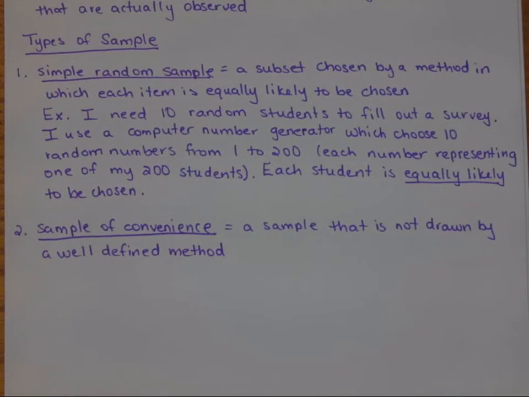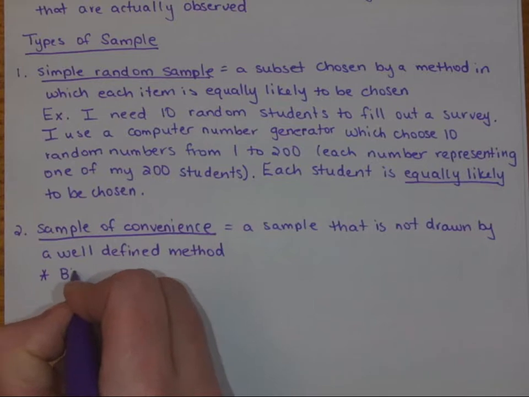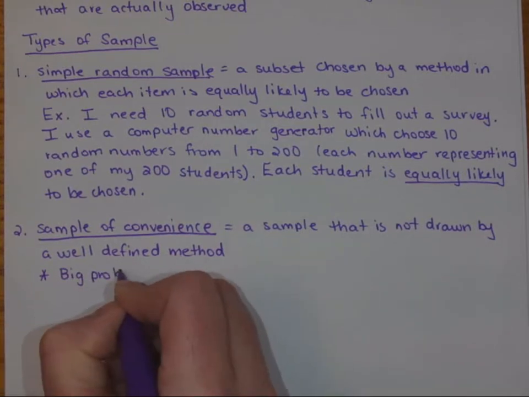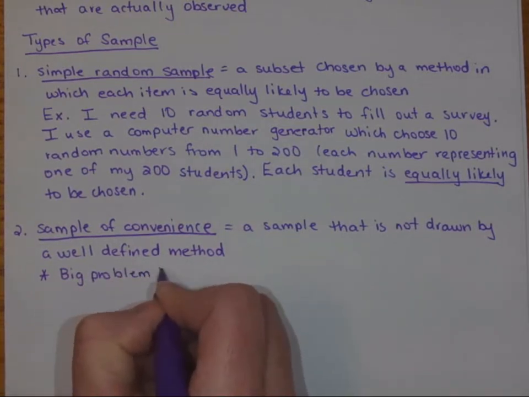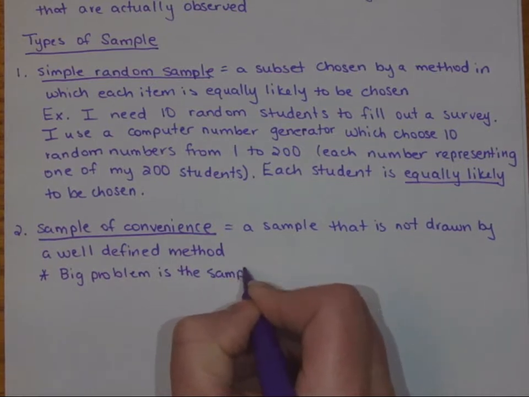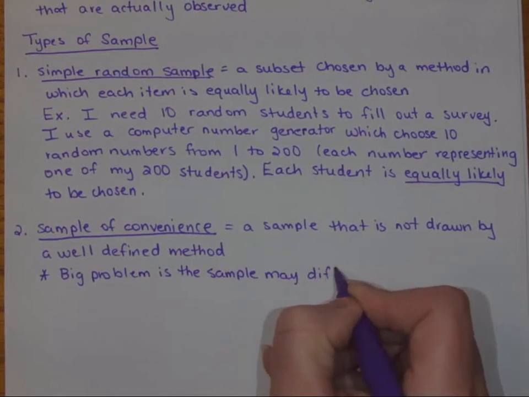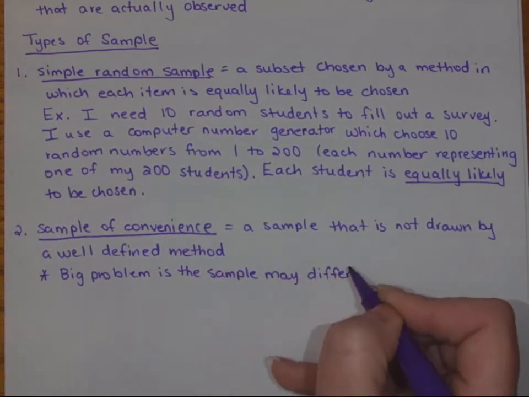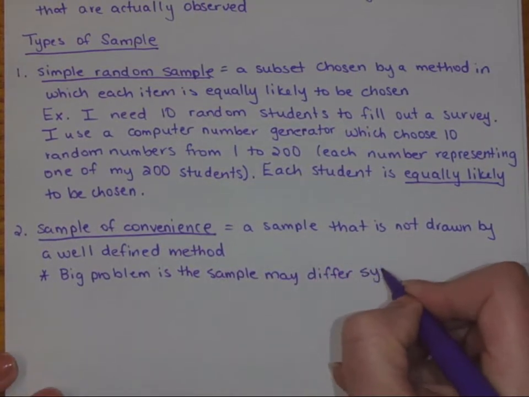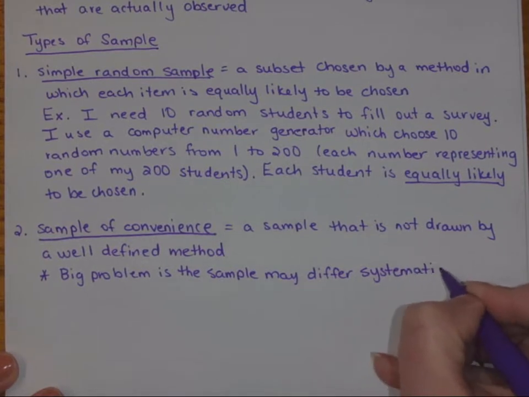Okay, so just like the name implies, I just kind of pick whoever's convenient for me. And so the big problem with this type of sample is the sample may differ from the population, and that's a problem. If I'm going to do statistics based on a smaller group of a bigger overall group, then that small group needs to represent that bigger group well, and that's kind of the problem.